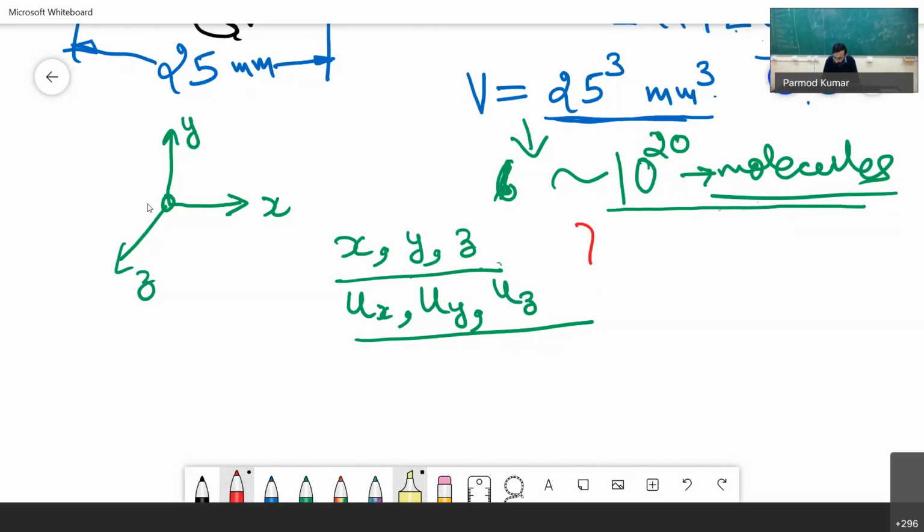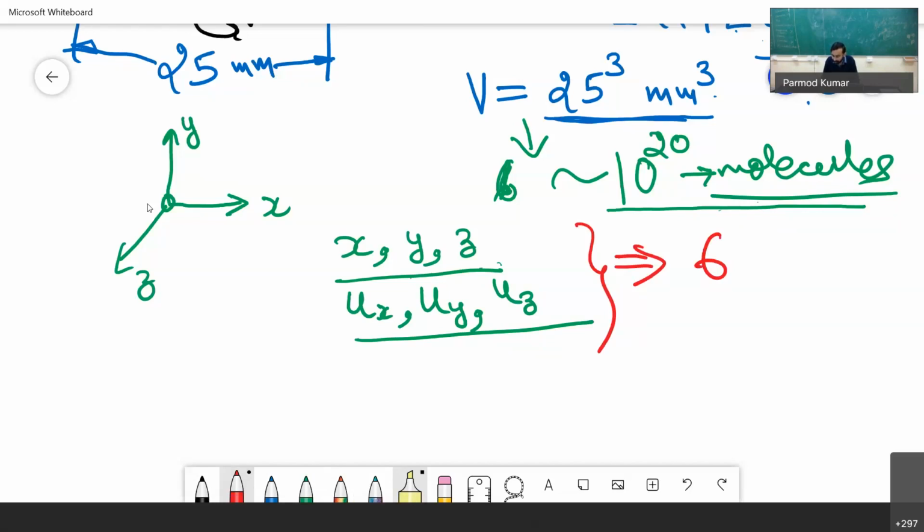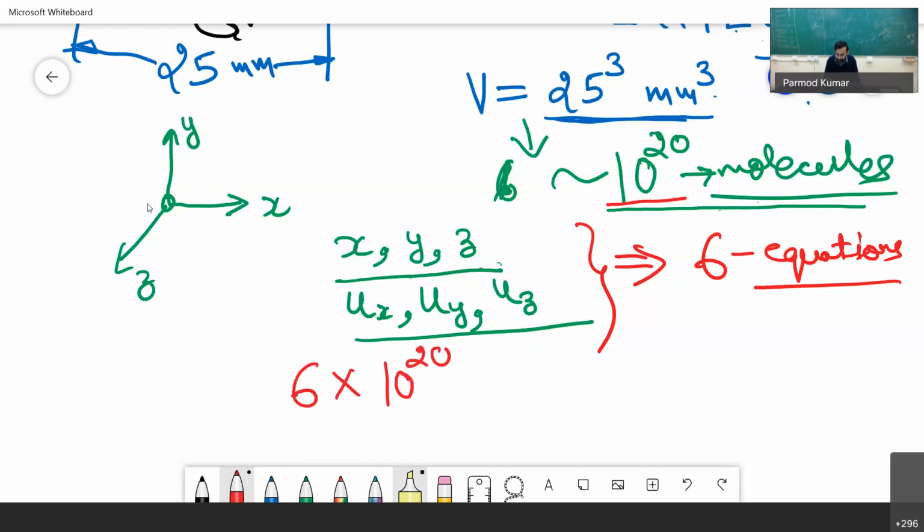So for a single molecule, we have 6 different characteristics. We require 6 equations in order to determine its motion. Likewise, we have 10^20 molecules within a cube of 25 mm side. So we have to determine how many equations? 6 times 10^20. So these many equations we have to solve if we have only a very, very small system with 25 mm side where gas is filled inside this container.